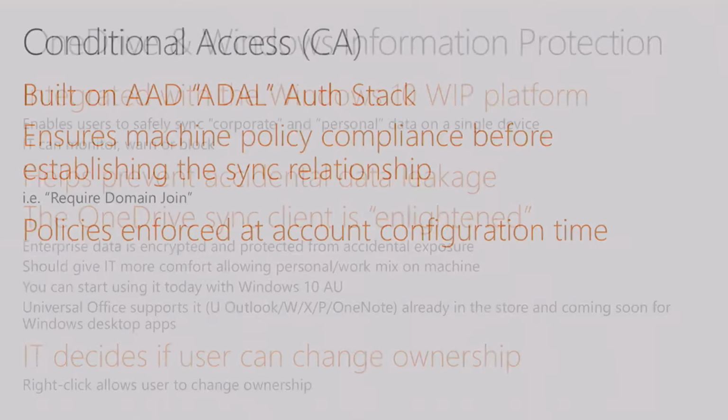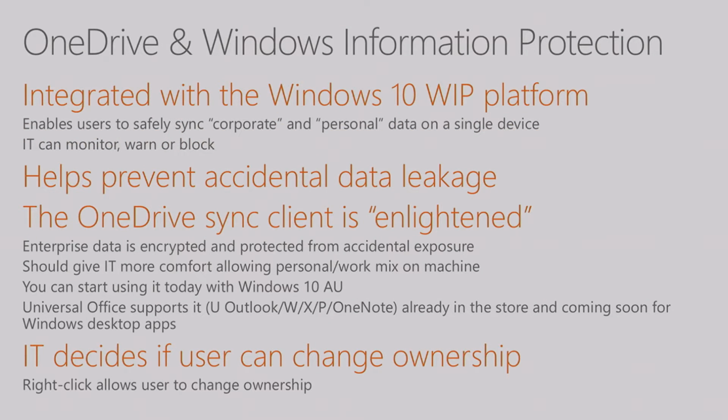And then WIP. The Windows 10 WIP platform basically appears to us as a normal file system, but as we hand it certain files, it encrypts those to the disk. Because we have done that deep integration, we don't have to know whether they're encrypted or not. We just declare who owns the file.